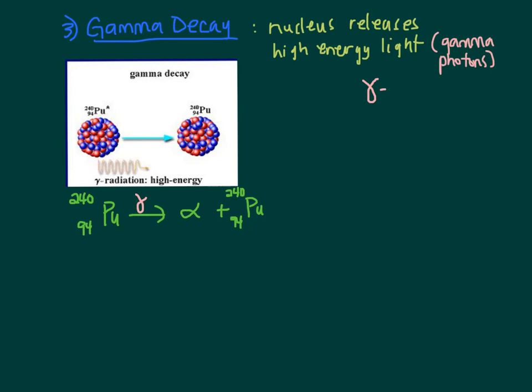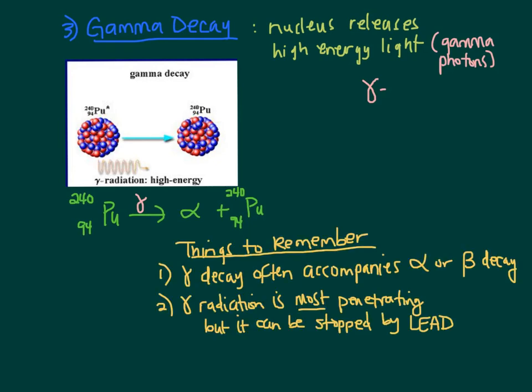Something that you might want to know: gamma decay often accompanies the other kinds of decay. A lot of times with alpha or beta decay, you also get this high energy light being given off in the form of gamma rays. And also gamma radiation is the most penetrating, meaning it's the worst one. It can travel through a lot of substances. However, it can be stopped by lead, which is why they often line nuclear reactors in lead. They often line nuclear fallout shelters in lead also.